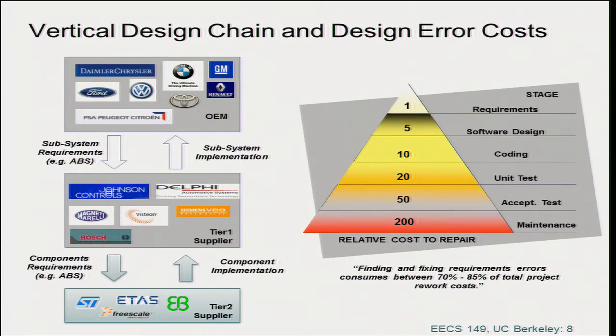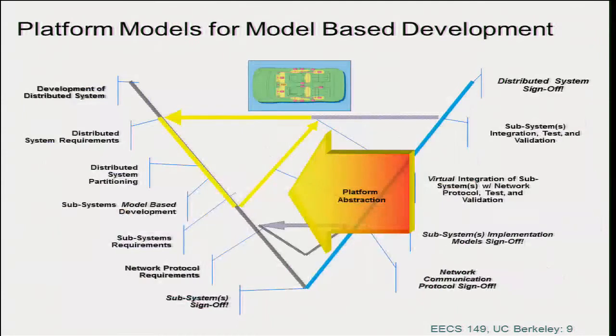This is a demonstration. So at stage one, the requirements, assume that finding a bug costs one. To find the bug at software design costs five. In maintenance, so after you send out the product and you discover that there is an error, it costs 500. So a 500x the cost of discovering a bug. So the sooner you do it, the better it is. So this is not a good way. And so what do you do?